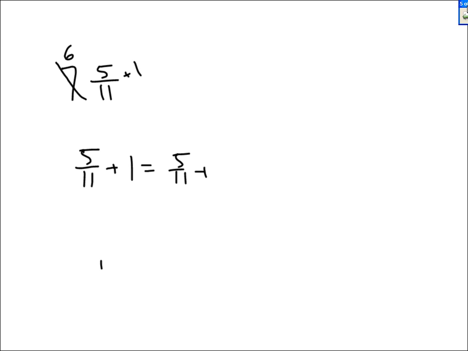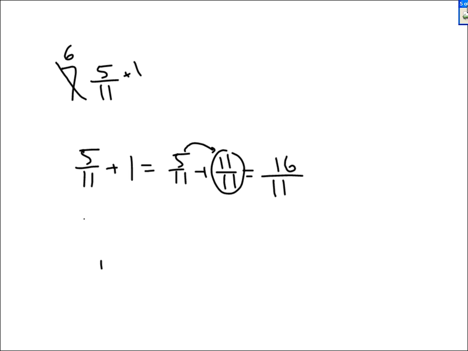So let's see what we do. If you have 7 5/11, if you borrow from here, well then you have to add 1 over there. Well, 5/11 plus 1. Well, that's 5/11 plus 11/11. That's 1. Denominators are the same now. And you get 5 plus 11 or 16.